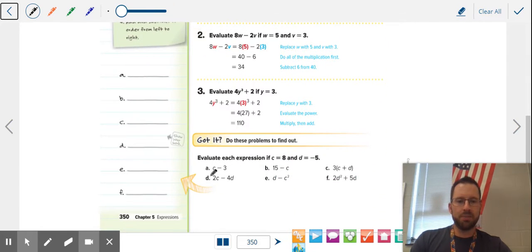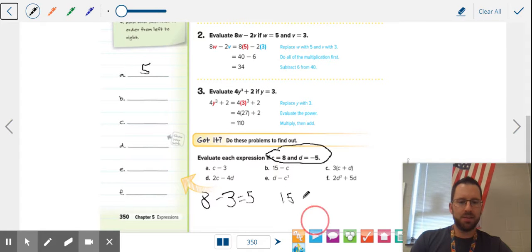Now we're going to take these expressions down here. We're going to evaluate them. Evaluate means to judge. We're going to judge how much these expressions are worth based on these values. So we're going to plug in what c is worth. c is 8. So we're going to go 8 minus 3 is 5. Over here is 15 minus c. What's c worth again? c is 8. 15 minus 8 is 7.